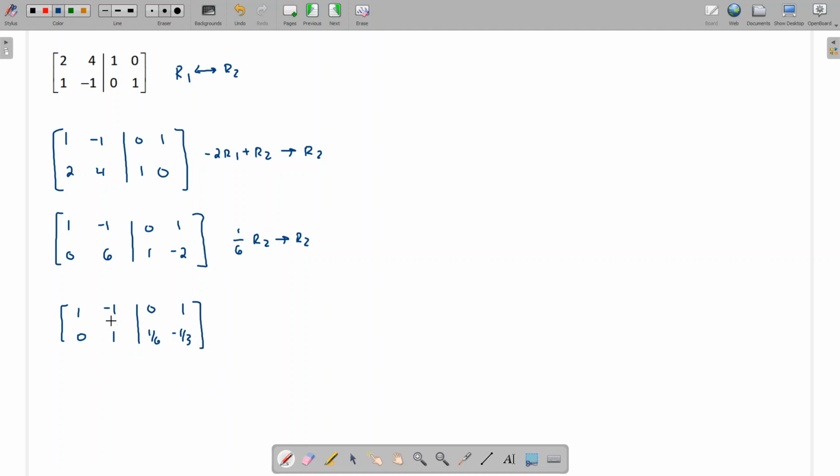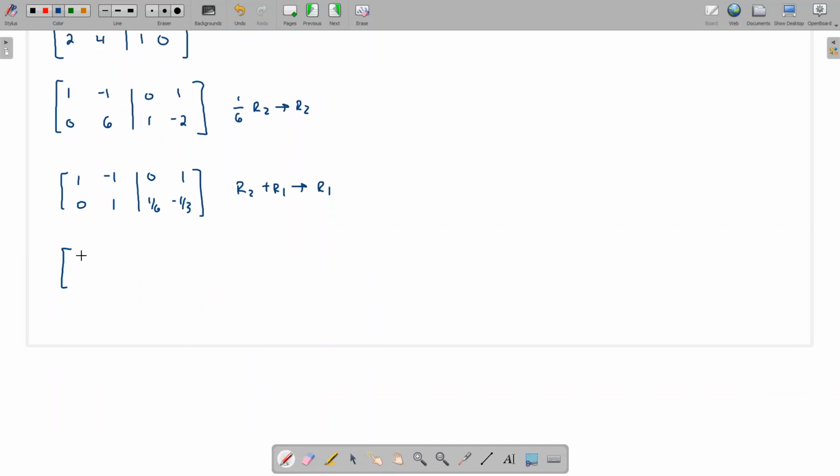All right, only one step left. We need to turn this into a 0. We can achieve that by just adding row 2 to row 1. So we have row 2 plus row 1 goes to row 1. All right, so that gives us 1, 0, 1/6. Then add the -1/3 to the 1, gives you a 2/3. And then the bottom row stays the same. So A inverse is just the square matrix that you see here.